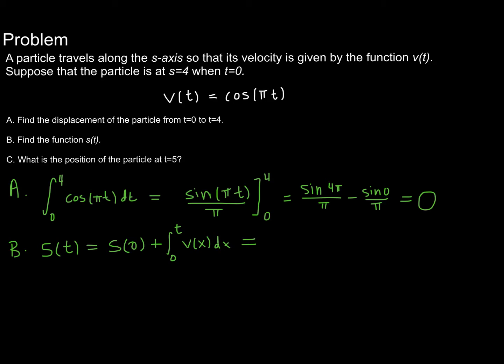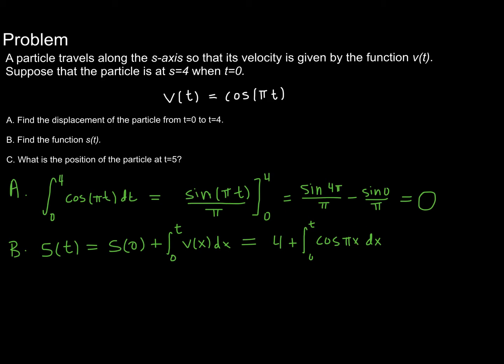Well, the initial position here, s of 0, is 4, so I'll have 4 plus the integral from 0 to t of cosine pi x dx. All right, but think about this. Can we take this a step further? This works perfectly fine, but every time I plug in a value for t, I'm going to have to evaluate this definite integral. So can I evaluate this definite integral?